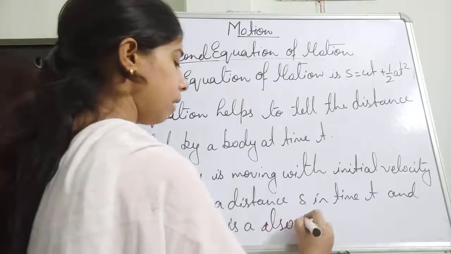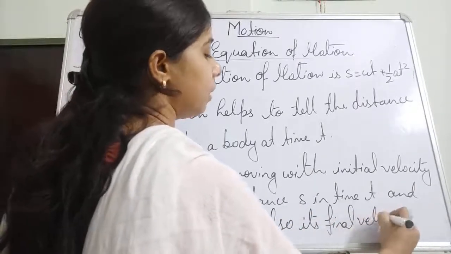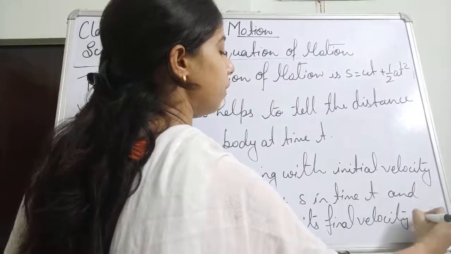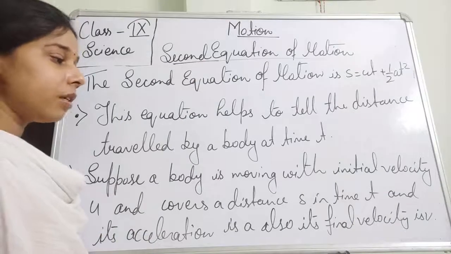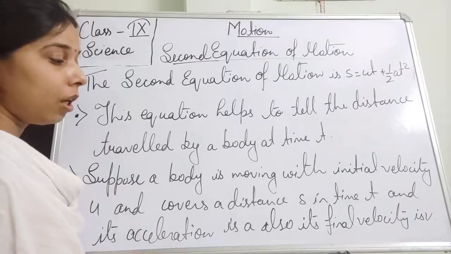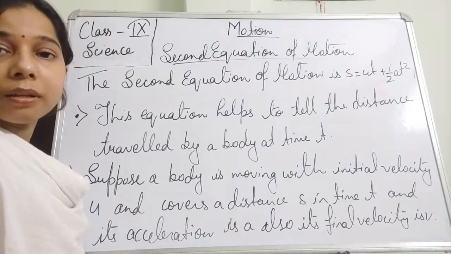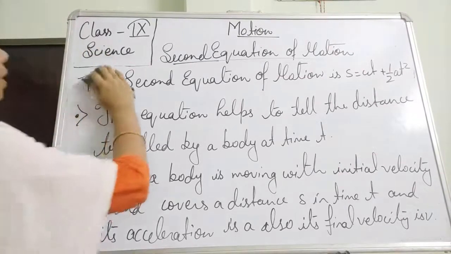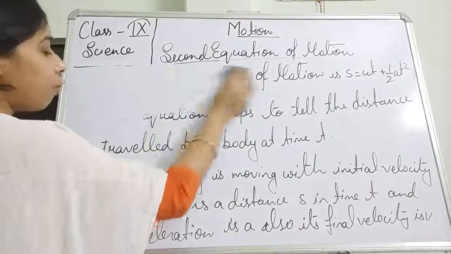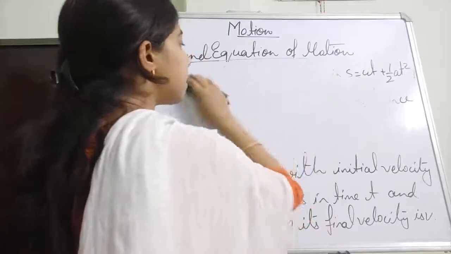Also, its final velocity is v. So it was moving with the initial velocity u and accelerated with an acceleration a in time t. Its final velocity is v, students, and the distance it covered is represented by s. So how can we find the distance traveled? First of all, we have to find the value of the distance traveled.